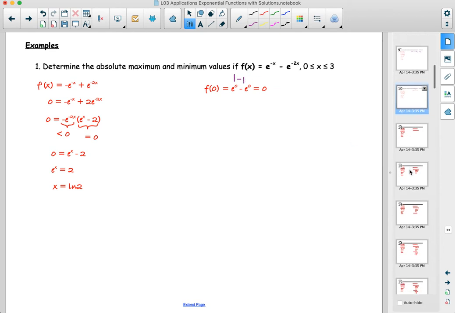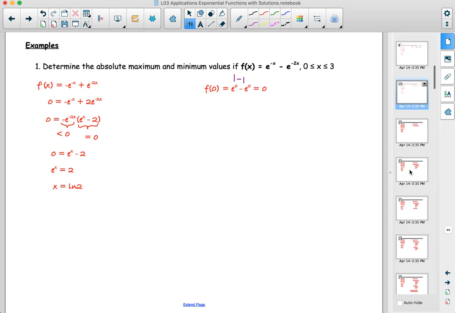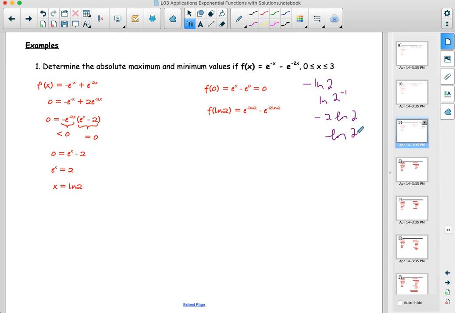Now we're going to do f at ln of 2, but we're going to simplify it because we'll be able to use exponent laws, so I'll walk you through that. f at ln of 2 would be e to the negative ln of 2 minus e to the negative 2 ln of 2. But we have an exponent law that says negative ln of 2 could be rewritten as ln of 2 to the negative 1. And we have negative 2 ln of 2. There's also an exponent law that says that could be rewritten as ln of 2 to the negative 2.